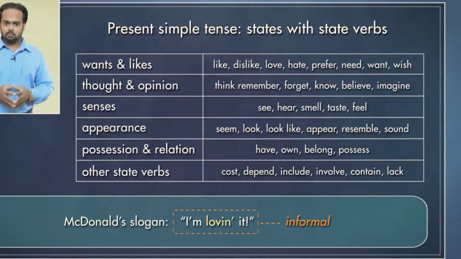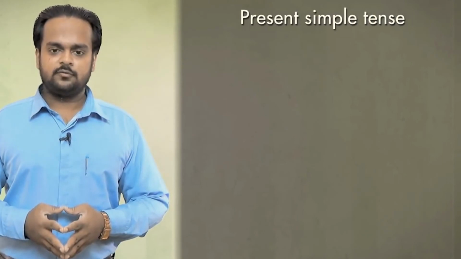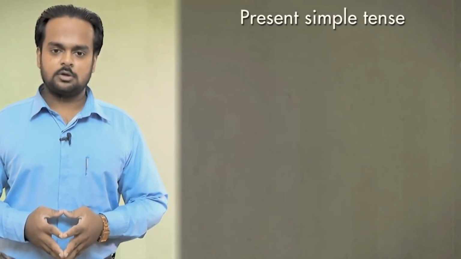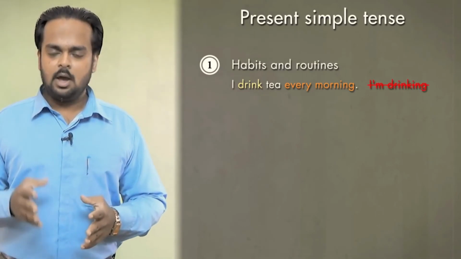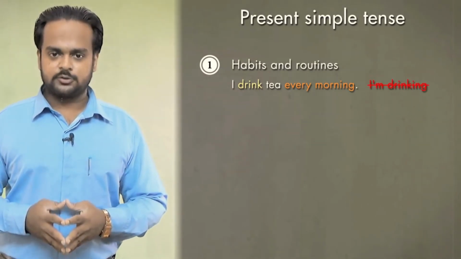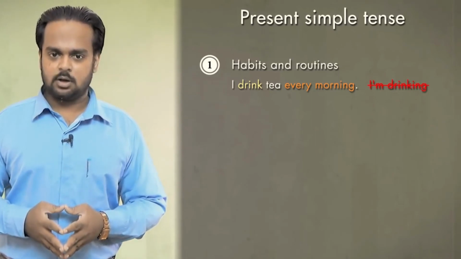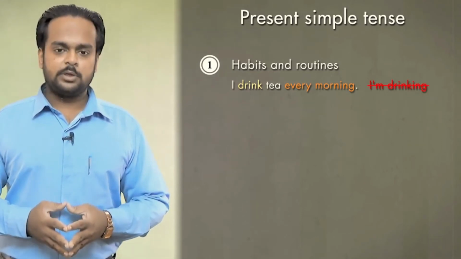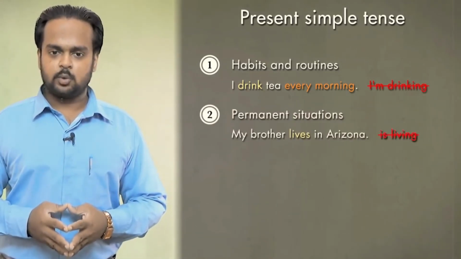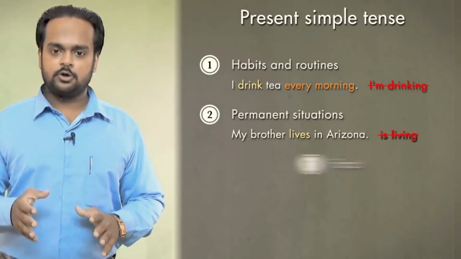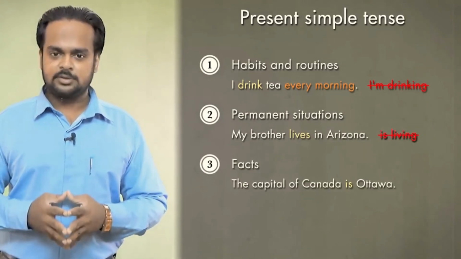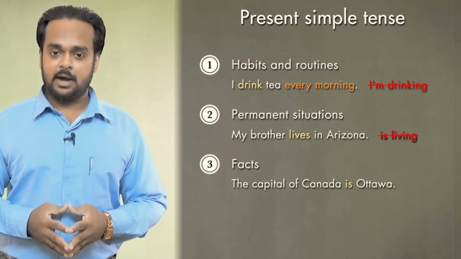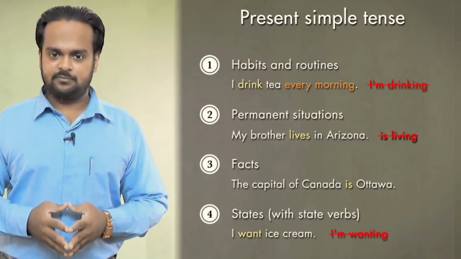Okay, let's now do a quick recap of what we learned in this lesson. In this lesson, we learned 4 uses of the present simple. The first is to talk about habits and routines. We looked at some common frequency expressions like every morning, on Fridays, etc., and adverbs like always, sometimes, never, and so on. Then we talked about permanent situations, that is, situations that don't change. Then we turned to talking about facts, that is, statements about the world that are true. And finally, we discussed states with state verbs.